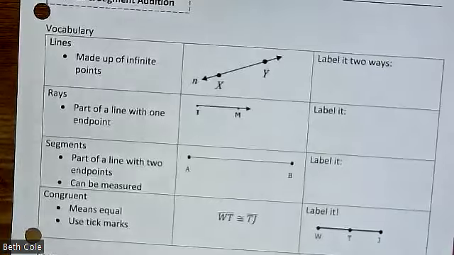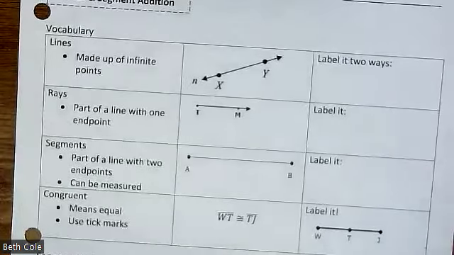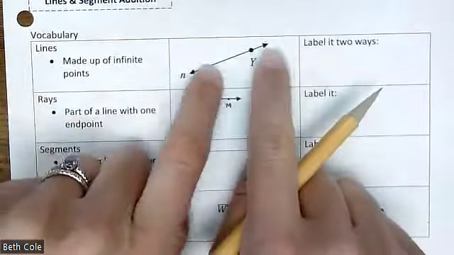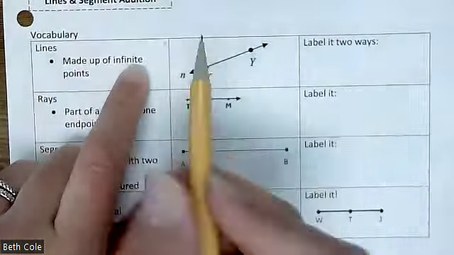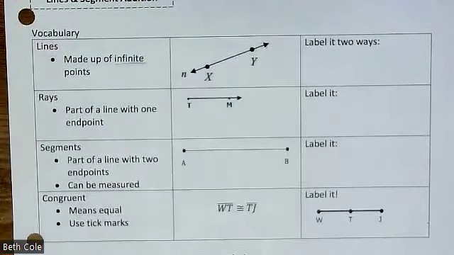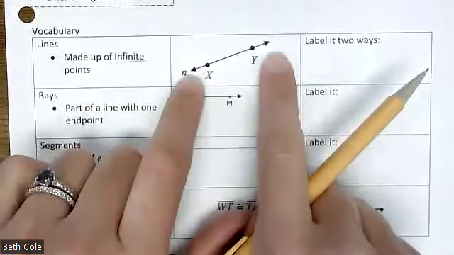and positive. So the first thing that we're going to look at is how to label things. We are going to look at lines, rays, and segments. So the first thing is a line. A line has an arrow on both ends. Infinite points. What does the word infinite mean, guys? Goes on forever, keeps on going. So it has an arrow on both ways.